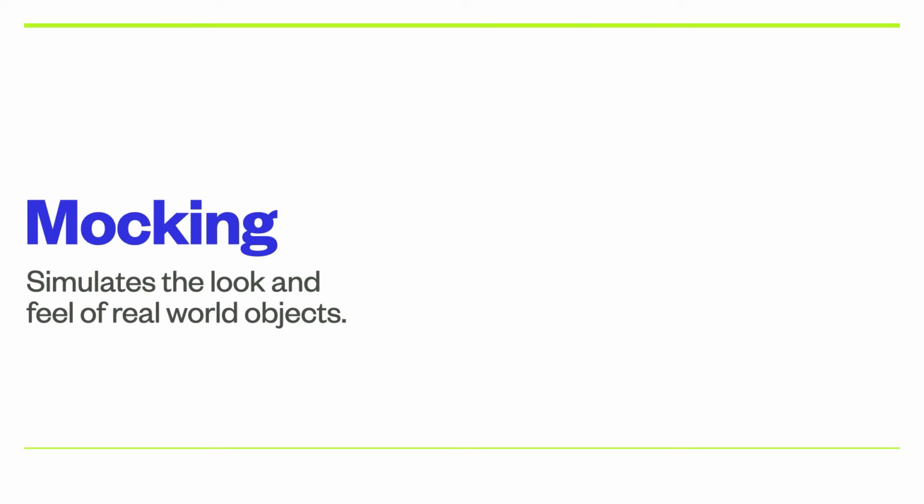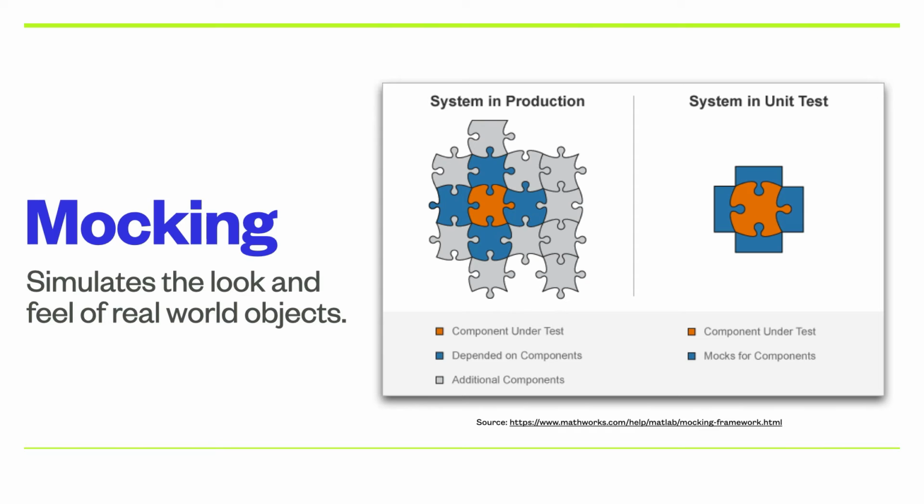All right, so now I'll talk about mocking. Mocking is when you simulate the look and feel of real world objects. I have an example here. If you look at this orange component, and think of it as a function or a class, it's interacting with four other components in this case, and you can also think of those other components as other functions or classes.